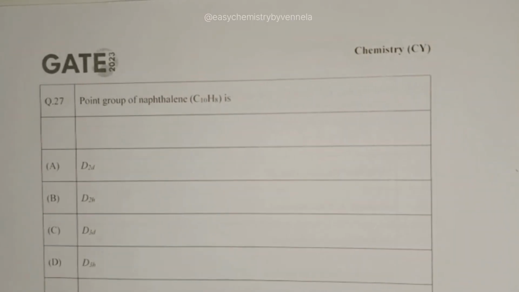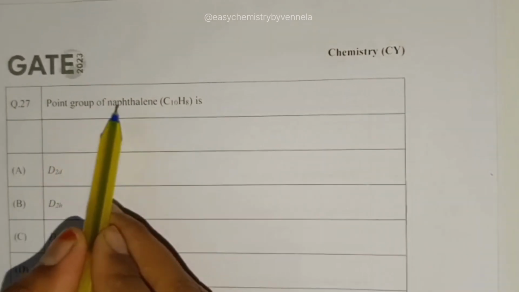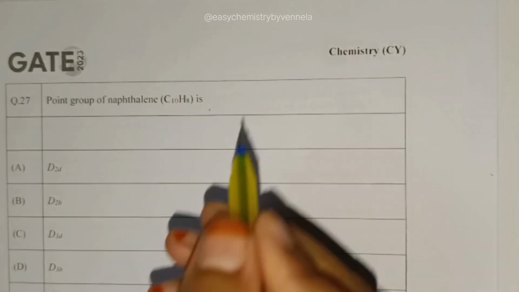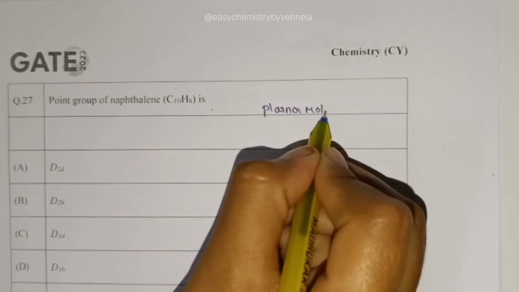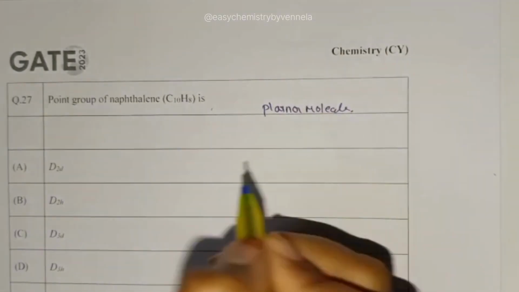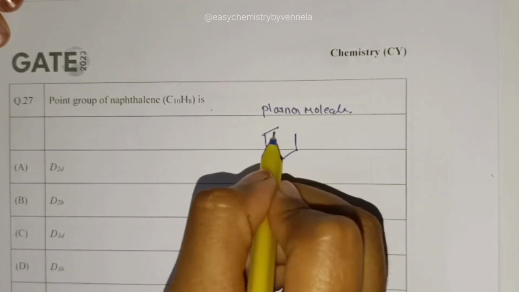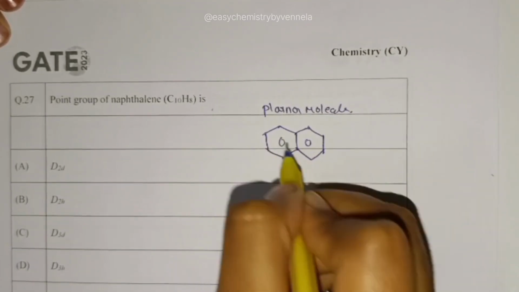So let's start. Our first question is: the point group of naphthalene, C10H8, is. First of all, this is a planar molecule. Naphthalene, this is the structure. It has a C2 axis.